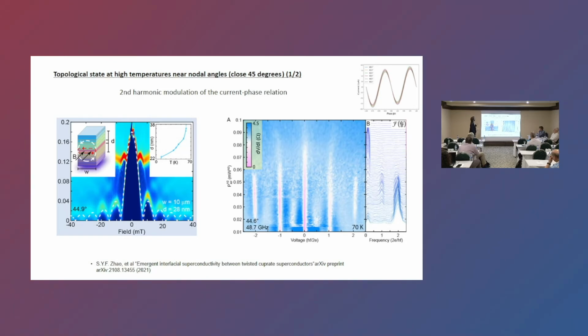Now, if you instead get the angle close to 45 degrees, this is especially 44.9, what happens is that you start to see many more oscillations in the Fraunhofer pattern, some asymmetry in the Fraunhofer pattern, which I don't know if you can appreciate, but this has some deep meaning, okay? And then fractional or half period Shapiro steps that you can see in this kind of map that you see in the 2D color plot, okay?